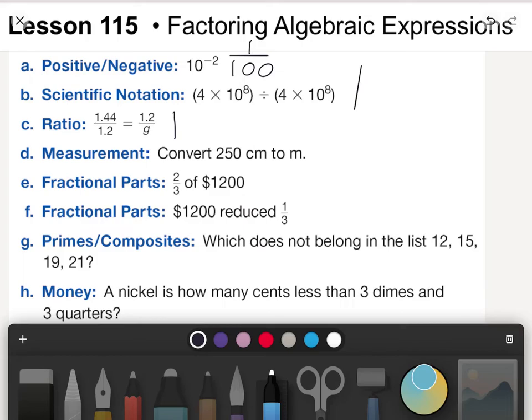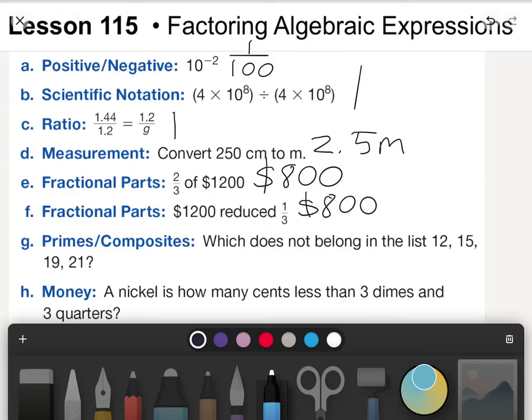Then metric conversion. So 200 centimeters in a meter. So it'd be 2 5/10 meters. And then fractional parts, 2/3 of 12 is 8. In this case, 800. And then 1,200 reduced by 1/3 is also 800.